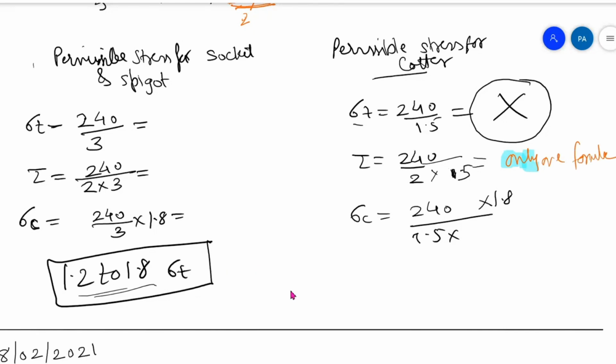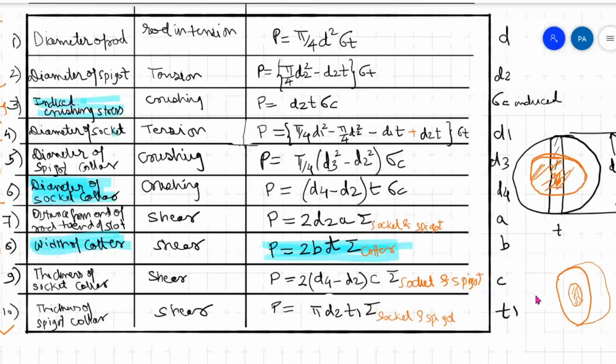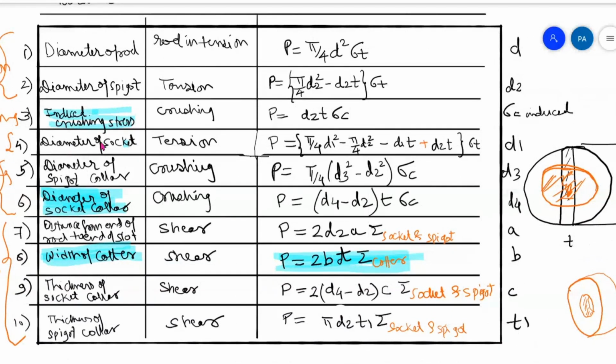Now we are talking about sigma c. Okay. Now we'll understand for sigma c. कभी sigma c के लिए use करेंगे. Now we'll analyze one by one again. We'll start with formula number 3. All of you can see this formula number 3. It is d2 into t into sigma c.